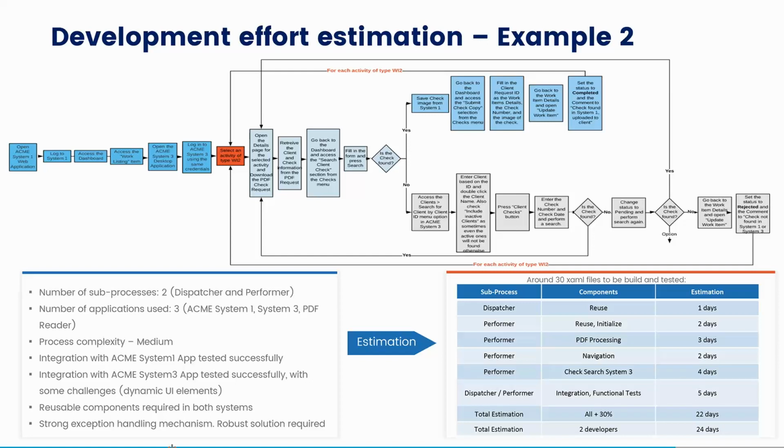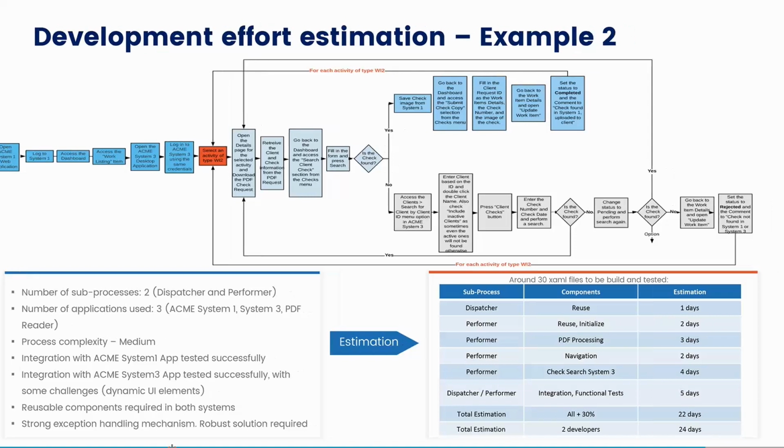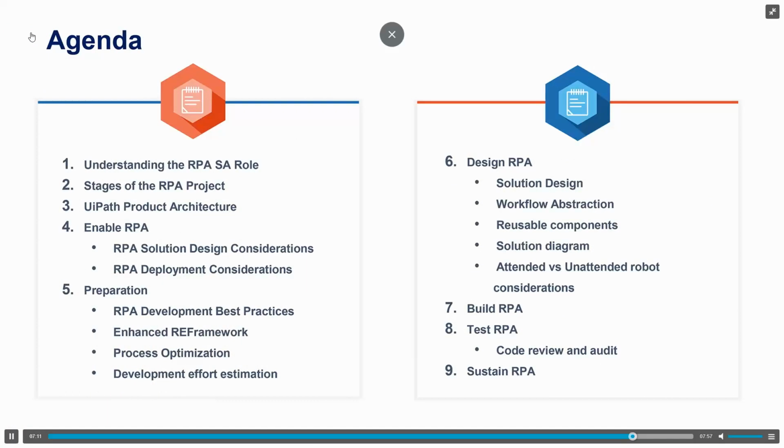We'll allocate 5 days for integration and functional testing. Factoring in the additional 30% leads to a total of 22 days. Let's say we assign 2 developers on this project. We can increase the total number of man days to 24, and it can be completed in 12 days by the 2 developers. Alright, let's recap.